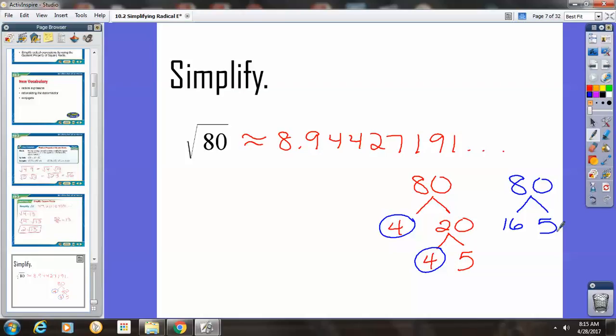Does everybody see where I got 16 from? I broke 20 down, and then I just multiplied those perfect squares. Okay, so 16 is probably my best choice. Let's use 16 and 5.